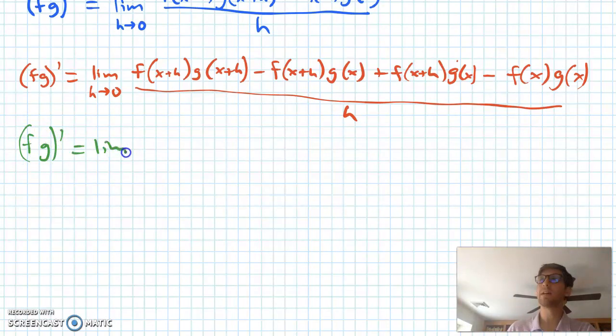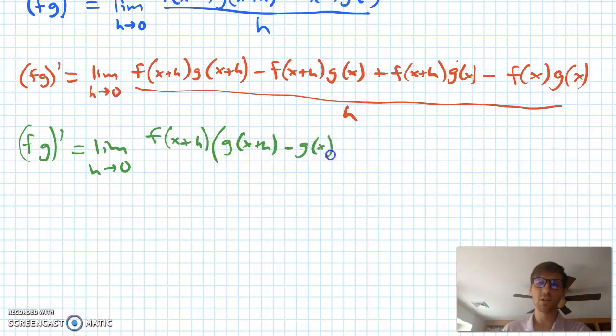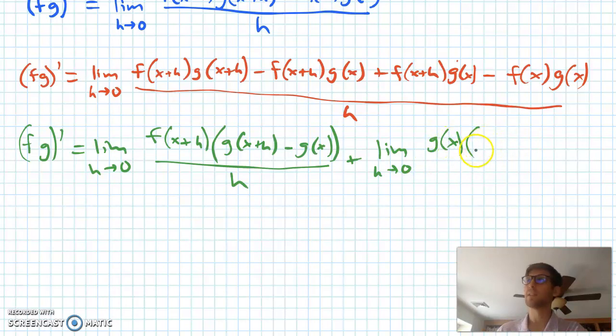I'll do my next step in green. So I've got the limit, once again, let me be consistent. I haven't taken any limits, so I've got to keep bringing that down. So I've got the f of x plus h, which I can factor out here, and that is now multiplied by g of x plus h minus g of x. Some of you may already see why I choose to do that. And then I've got plus the limit as h approaches 0 of g of x times, once I factor that out, f of x plus h minus f of x all over h.